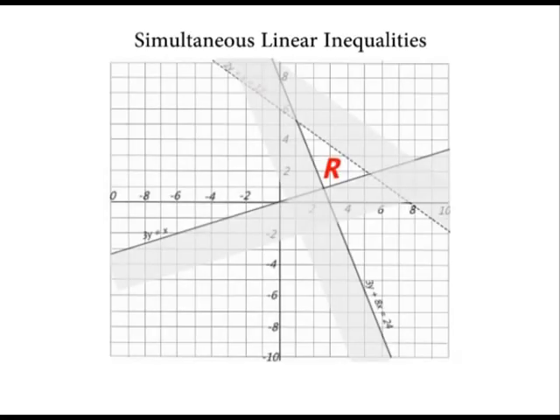Next chapter, chapter 7, linear programming. In Form 2, we looked at solutions of simultaneous linear inequalities in which, by drawing suitable straight lines and shading off one side of each line, we ended up with the required region. This region is also called the feasible region and it satisfies all the inequalities simultaneously.